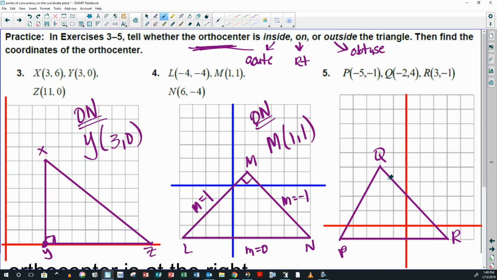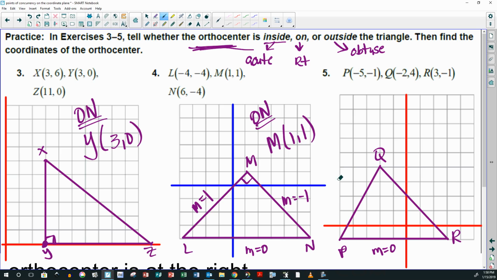So by looking at this triangle, I know it's acute because there are no obtuse angles when it's drawn on a grid. So I know my orthocenter is going to be inside. I just got to figure out where. So the first thing I'm going to do is find the slopes just to make sure there's nothing perpendicular.